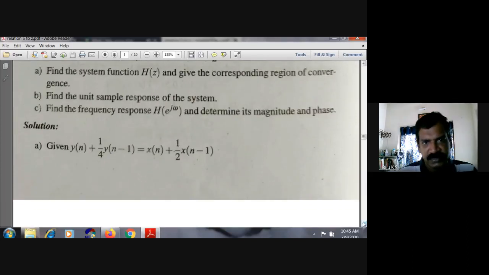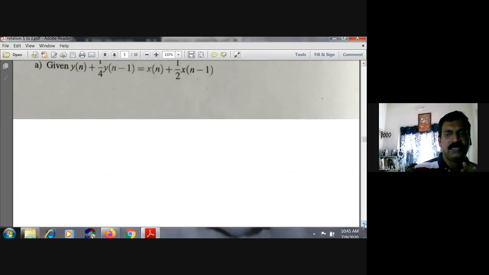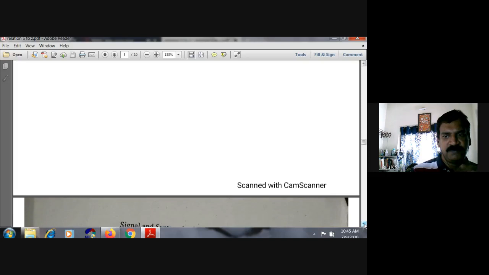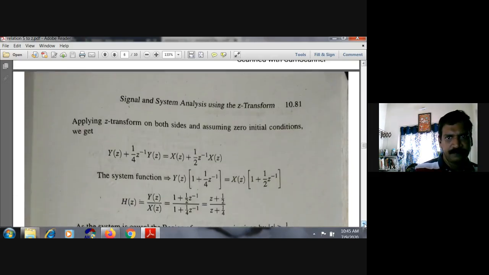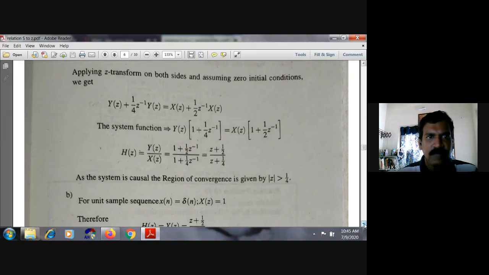So what is the next step for finding H(z)? We take the Z transform of this difference equation of the causal system, because a causal system consists of only present and past time. So this is a pure causal system. We apply the Z transform of the system on both sides.